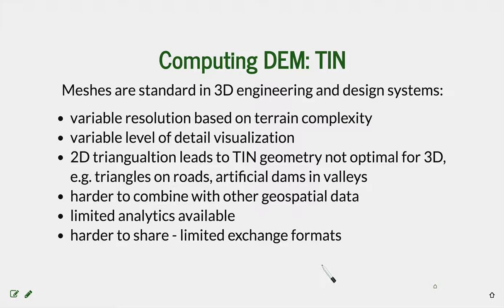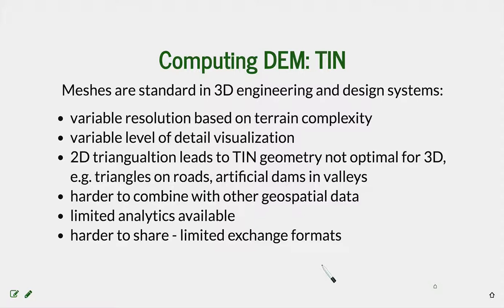Another very common approach that you have already used when working with Agisoft PhotoScan is generating a digital elevation model represented by a triangular irregular network. These meshes are standard in 3D engineering and design systems. One reason why they are used so often is that they have variable resolution, so the size of triangles is based on terrain or surface complexity. It also allows variable level of detail for visualization.